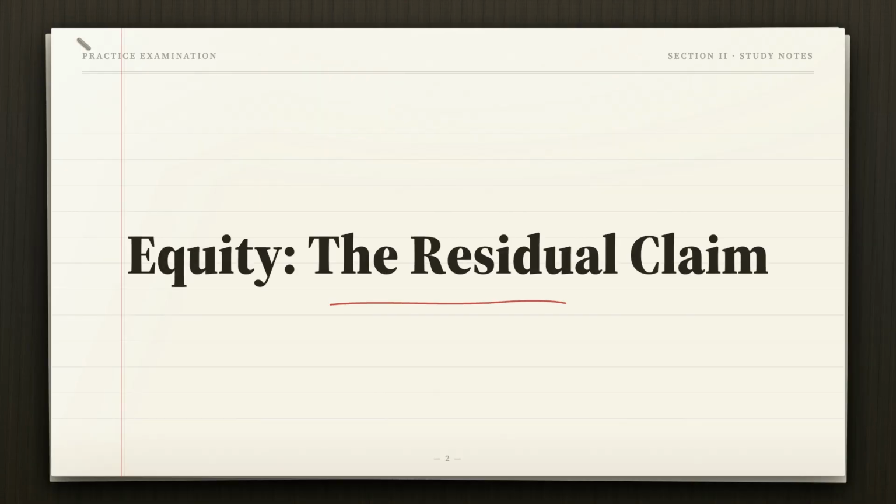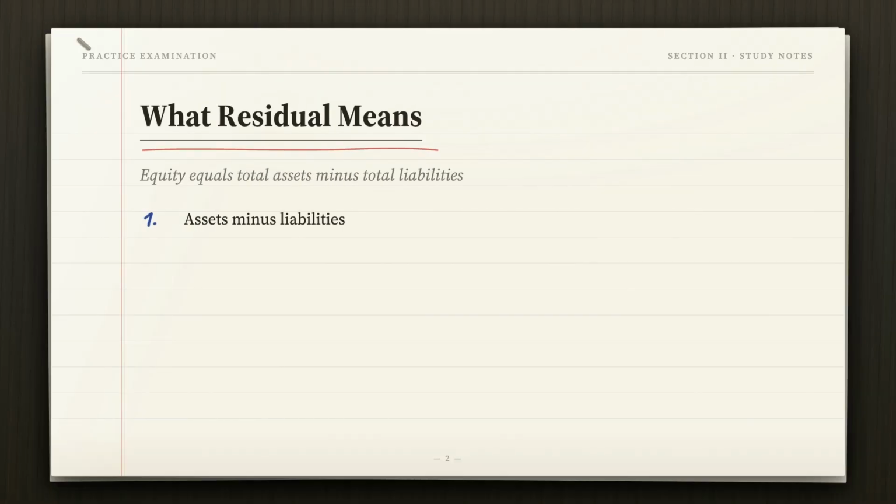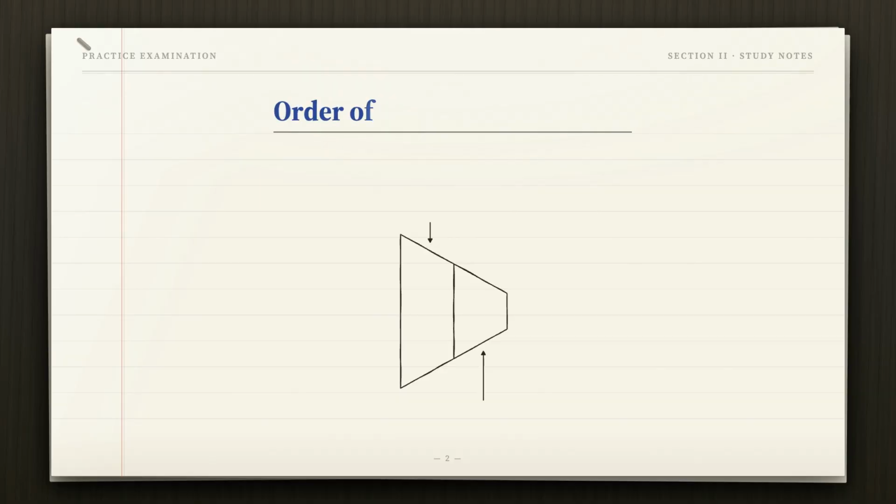Owner's equity has a formal definition: the owner's residual claim on a company's assets. That word residual is the key to understanding both the risk and the reward of ownership. Equity is what remains for owners after everyone else with a claim on the company has been paid. It's calculated as total assets minus total liabilities, and the leftover amount belongs to the owners.